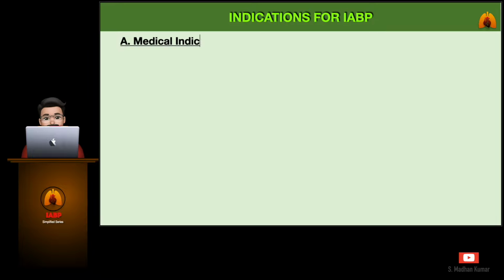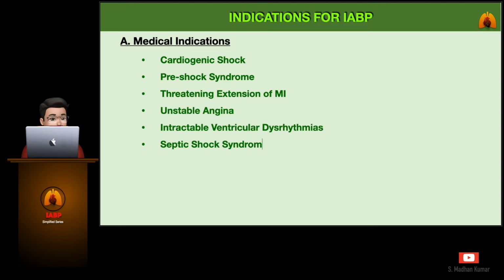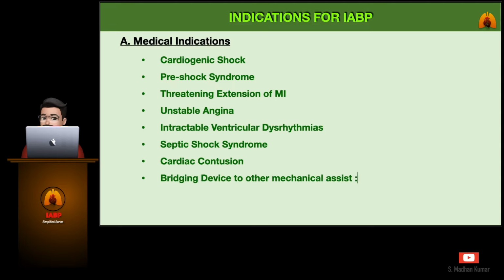Let's see the indications for inserting an IABP. First of all, the medical indications like cardiogenic shock, pre-shock syndrome, threatening extension of MI, unstable angina, intractable ventricular dysrhythmias, septic shock syndrome, cardiac contusion, bridging device to other mechanical assist devices like ventricular assist devices, and support during transport.